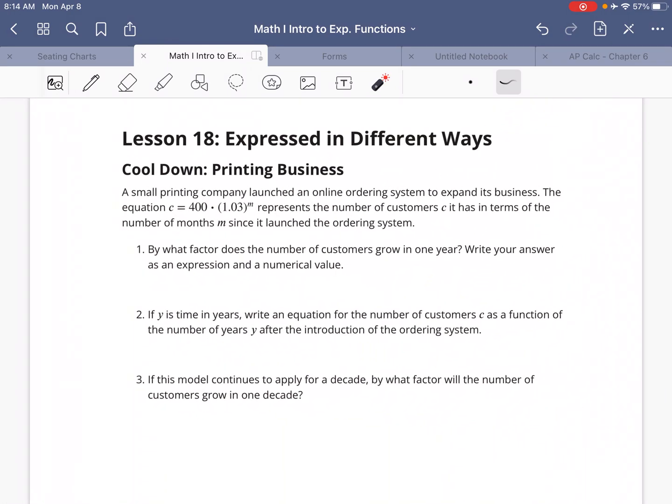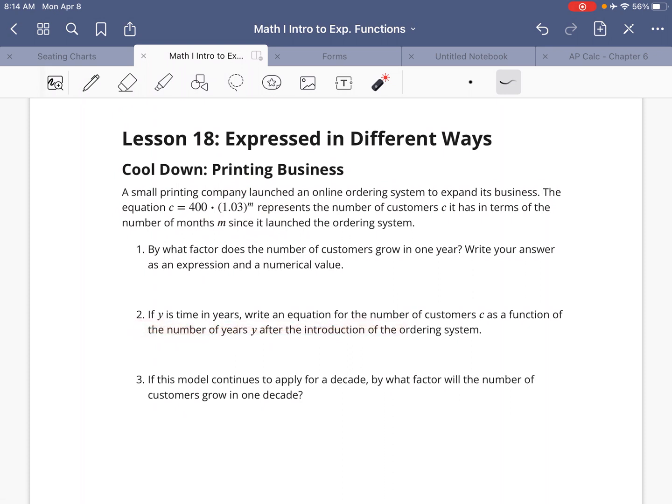So, cool down, printing business. A small printing company launched an online ordering system to expand its business. This equation represents the number of customers C has in terms of the number of months since it launched the ordering system. By what factor does the number of customers grow in 1 year? Well, how many months would be 1 year? And then what would our growth factor be?